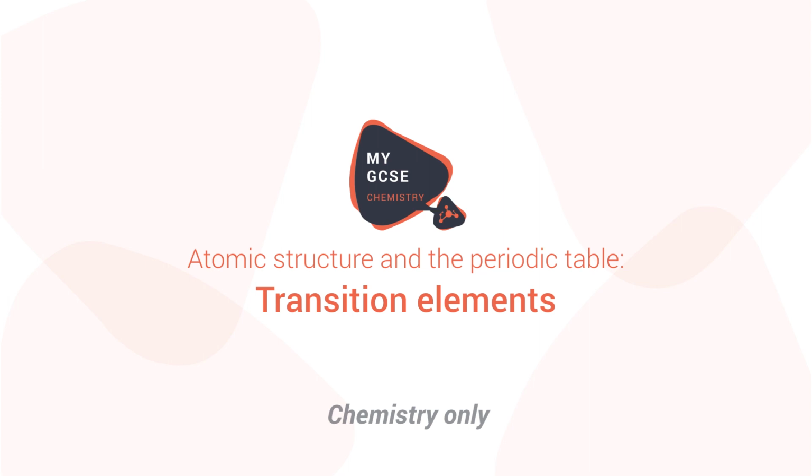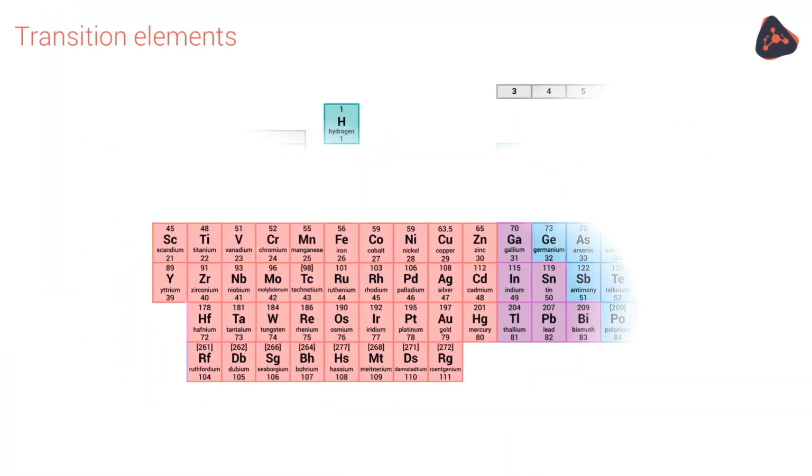Please note that if you're doing double chemistry, this video doesn't refer to you. This part of the specification is for those studying chemistry only. That's those of you who are doing triple science. The transition elements are found in a particular part of the periodic table, right in the centre.